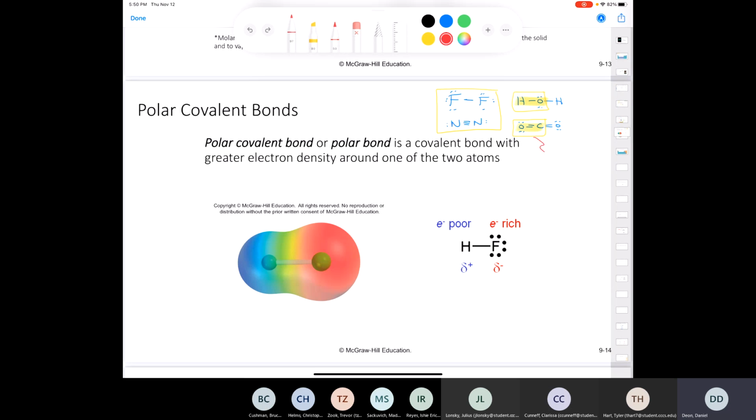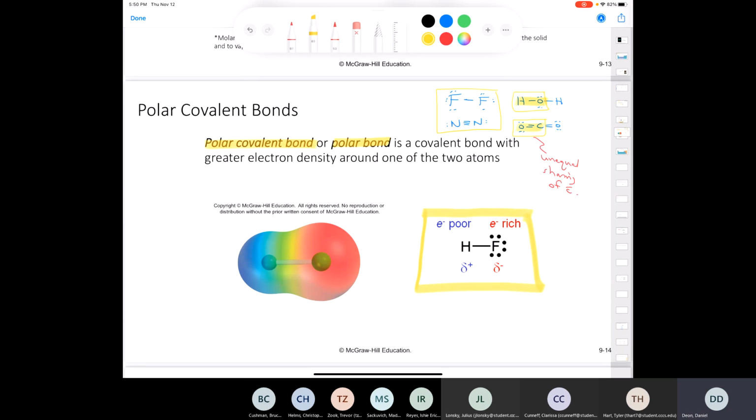Okay, there's unequal sharing of electrons, resulting in a polar covalent bond or a polar bond, which is a covalent bond with greater electron density around one of the two atoms. Here's an example.